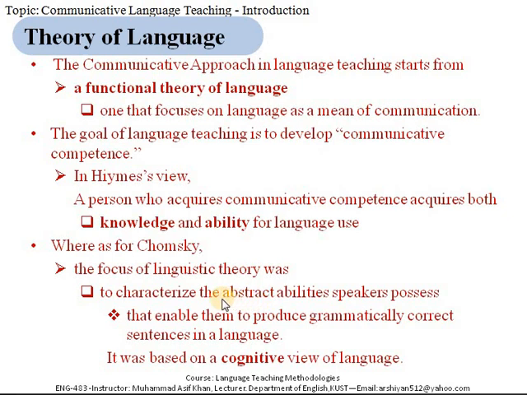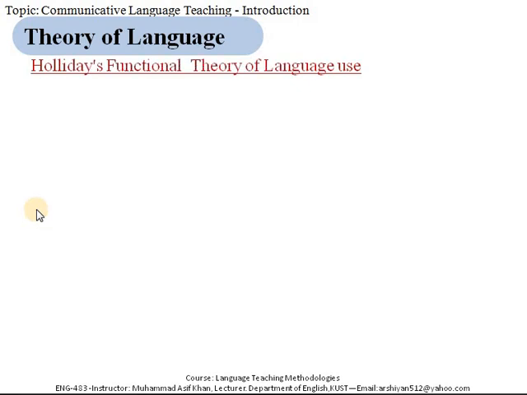Here we see that Hymes brings a functional theory of language that is a little bit different from Chomsky, but some of the ideas of these two scholars have similarities too. The idea of communicative competence is one of the main ideas given by Hymes. Now let's see how other theories influence CLT.